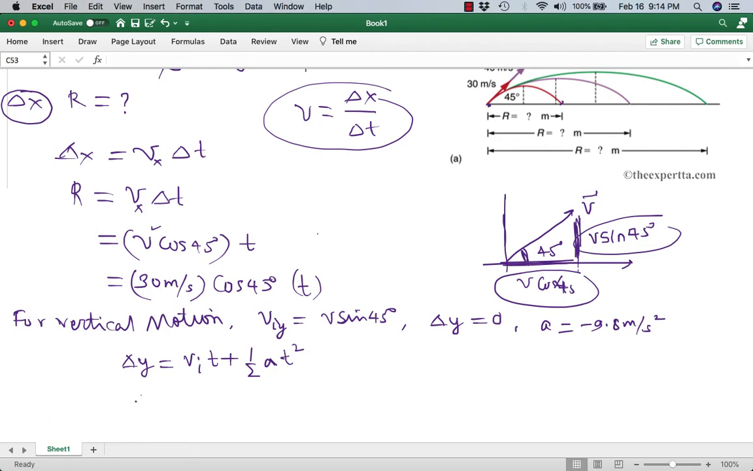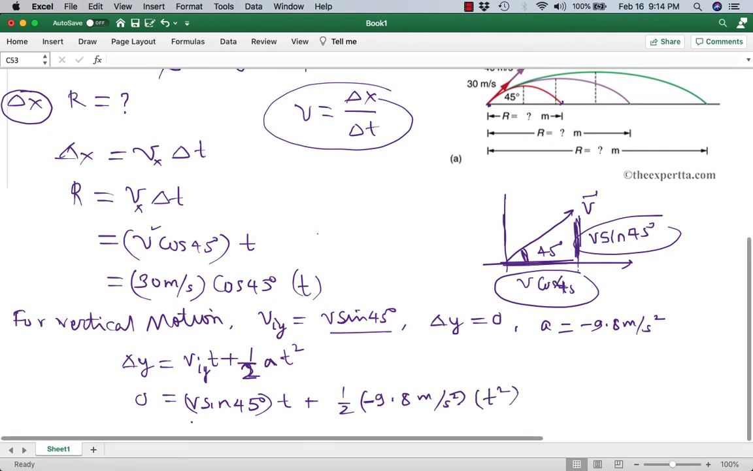Okay, so this delta y is 0. Vi, in this case I would need to write viy here because this is all about vertical motion, so we need to differentiate that this is a vertical motion. So viy is v sine 45 degrees, and then we have t here plus 1/2 9.8 meters per second squared. Actually this is negative because it's pointing down, so its acceleration is negative, and then t squared.